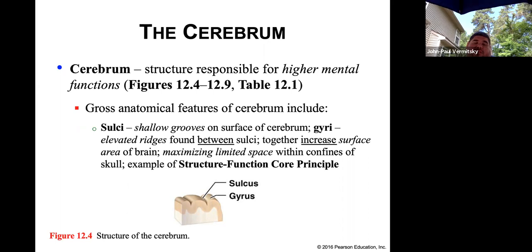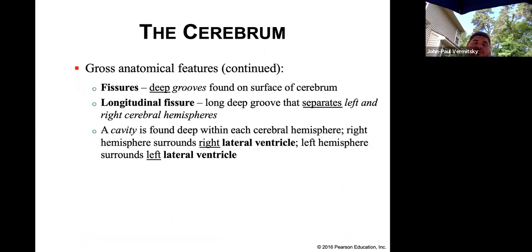This is really a good example of structure and function core principles. Fissures, these are deep grooves found on the surface of the cortex. And the longitudinal fissure, this is a long, deep groove that's actually going to be responsible for separating the left and right cerebral hemispheres. A cavity is found deep within each cerebral hemisphere. The right hemisphere surrounds the right lateral ventricle. The left hemisphere surrounds the left lateral ventricle.